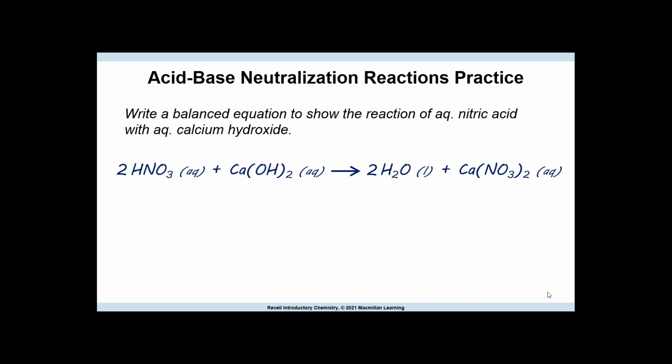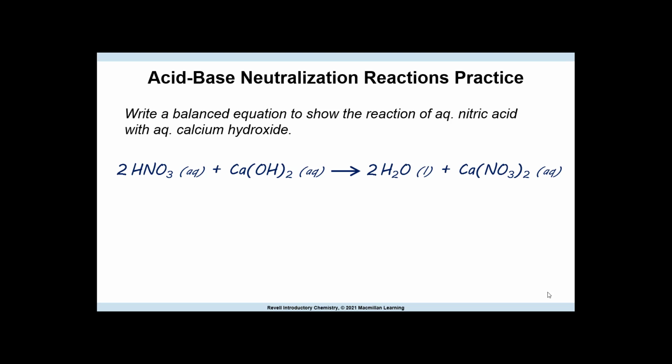Let's look at an example. Write a balanced equation to show the reaction of aqueous nitric acid with aqueous calcium hydroxide. We begin with the two reactants, nitric acid and calcium hydroxide. In this reaction, the proton from the acid and the hydroxide from the base combine to produce water. The remaining ions, which are calcium and nitrate, combine to produce an ionic compound, calcium nitrate.